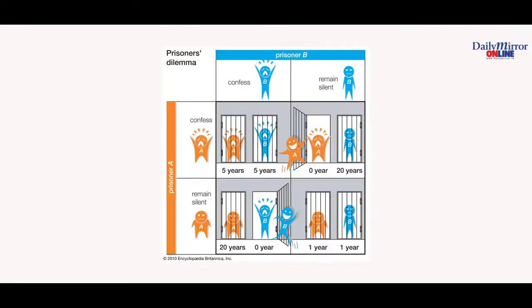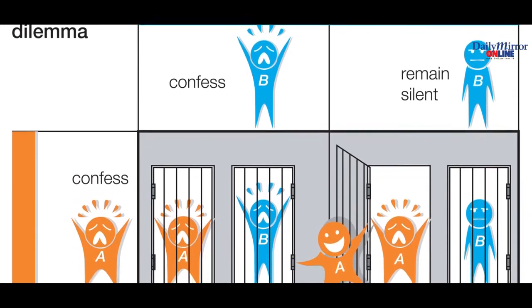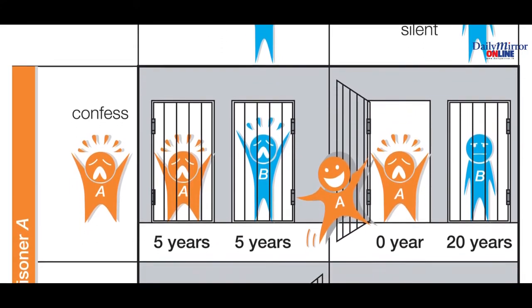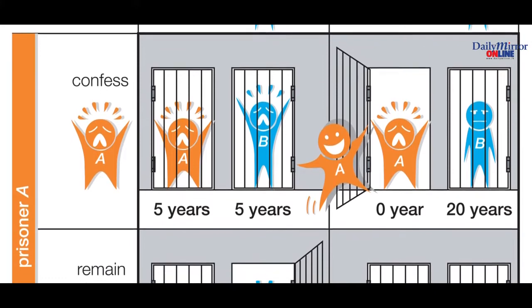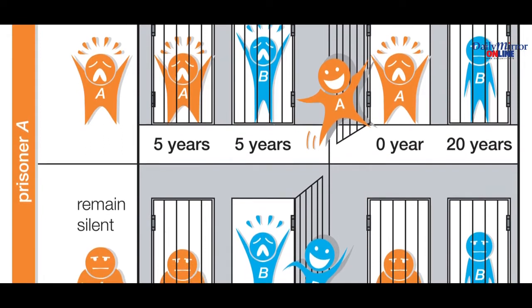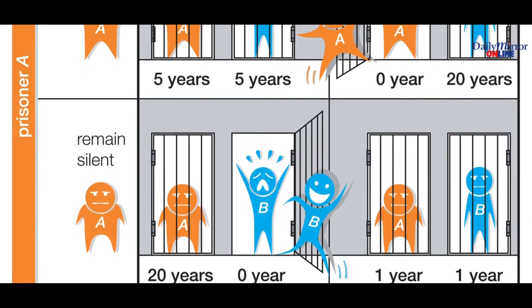Now, what would the prisoners do if they acted in their own best interests? The first prisoner would think, no matter what the other person does, it is always better for me to defect. If he remains silent, I will be free. If he defects, I will only serve 5 years instead of the 20 years that I would serve if I cooperated. The second prisoner thinks the same. And so, if both act in their own best interests individually and both defect, then they both end up serving 5 years.